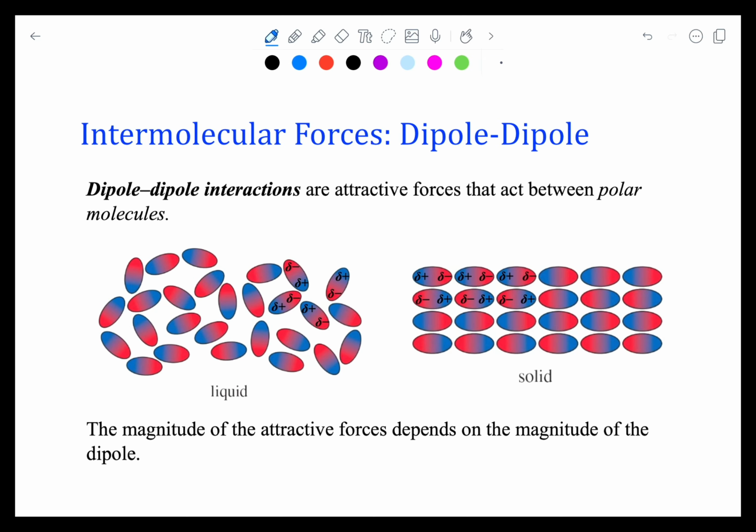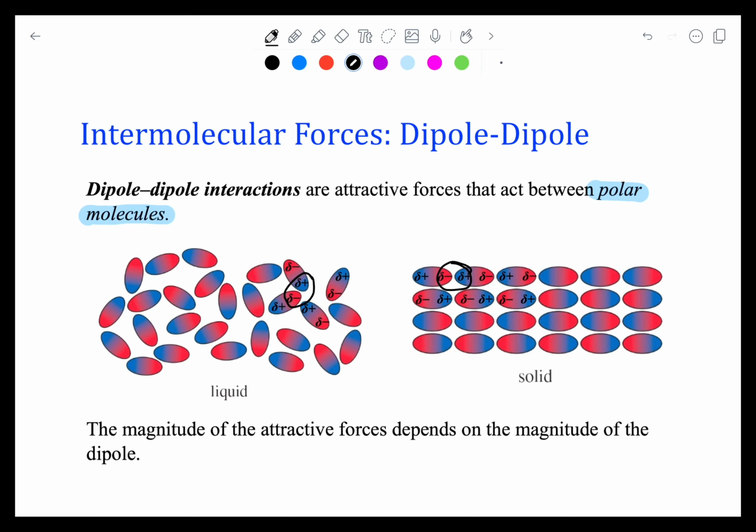Dipole-dipole interactions are attractive forces that act between polar molecules. Okay, because polar molecules have a positive and a negative end, or a partial positive and a partial negative end. So they're acting like our magnets. So they're going to be attracted to each other via their positive and negative sides. Okay, so we see that attraction. The positive of one molecule is attracted to the negative of the other neighboring molecule. Okay, so these are the attractive forces between polar molecules. Nonpolar molecules don't have this because they don't have a partial positive or partial negative to them.